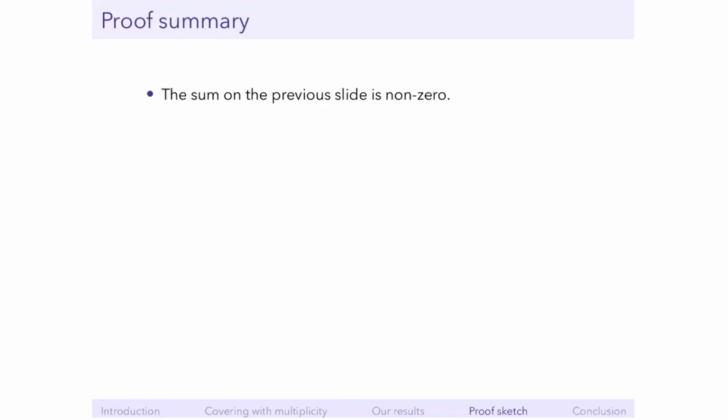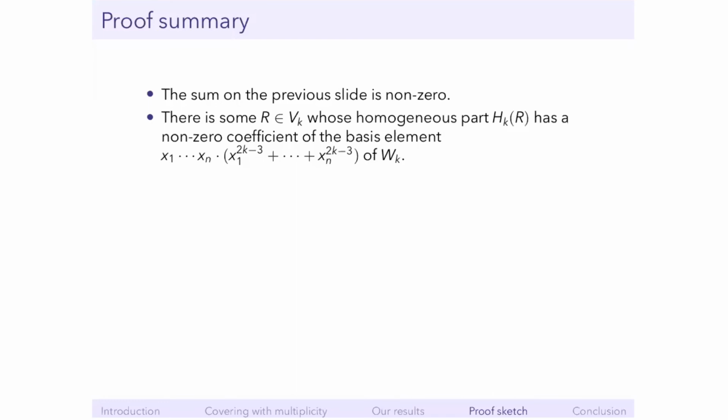What was the point of proving that that's non-zero? That sum arose naturally as some coefficient of some polynomial in some basis. So that tells you that there is this explicit polynomial R, whose homogeneous part, hk of R, has a non-zero coefficient of this basis element in the space wk. And together with induction on k, this shows surjectivity onto all the basis elements of this wk. So we conclude that this hk is surjective onto this wk. The wk is in the image of hk.